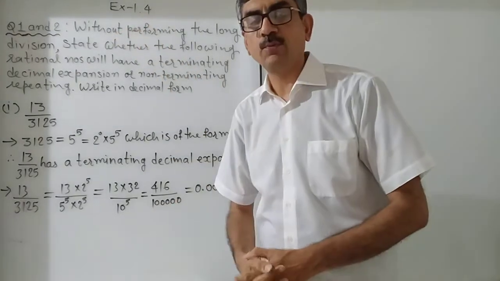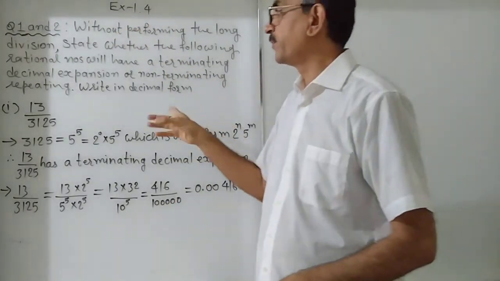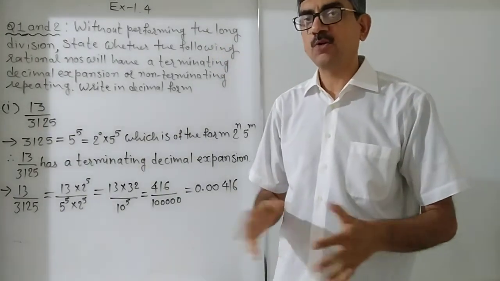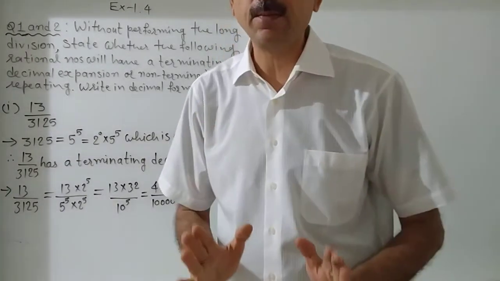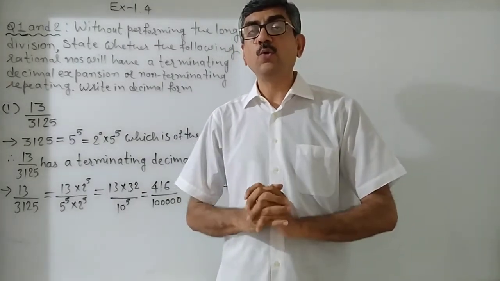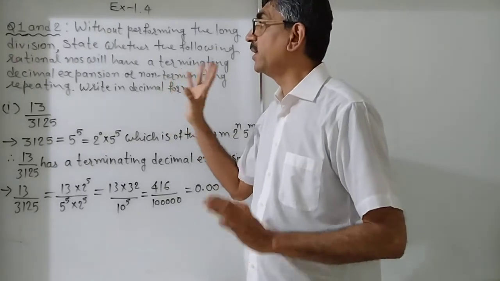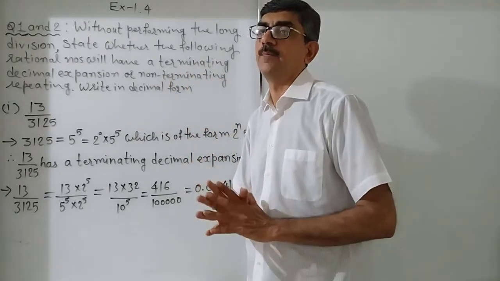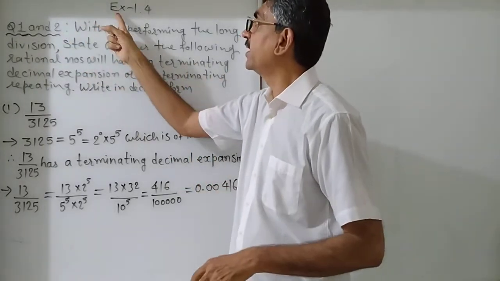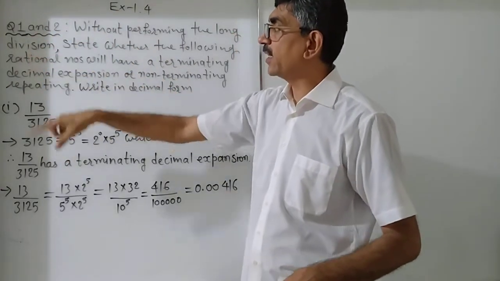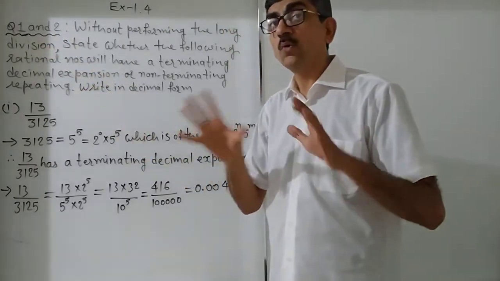Exercise 1.4. In the last lecture, I explained the decimal expansion of rational numbers, which is either terminating or non-terminating. If non-terminating, then it is said to be repeating or recurring. Let's read the first question. Actually, we shall work out questions number 1 and 2 together.